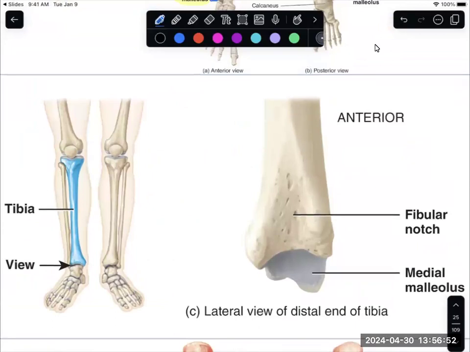At the bottom of the tibia, we have this fibular notch. That is this kind of impression in here. This is where that fibula is going to sit against that tibia at the bottom. And then here again is that medial malleolus at that bottom.